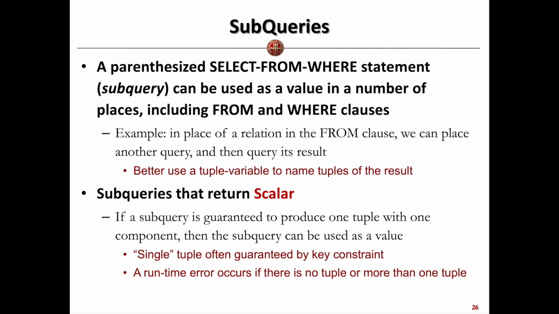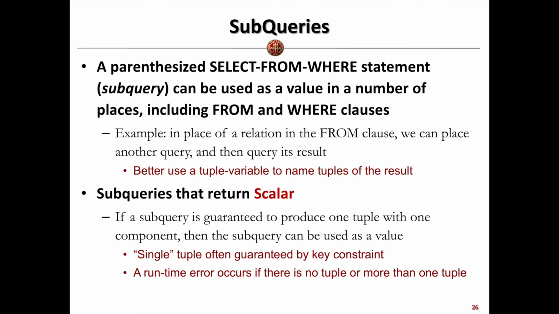Now, in the place of a relation in the from clause, we can place another query and then query the result. To use this query as an intermediate result, we can also use a tuple variable to name tuples of the results. And sometimes the result of the subquery can actually be a scalar. Normally, for select from where statements, the result will be a relation, a table, right? However, if we can guarantee the subquery produces one single tuple with one single attribute, then the subquery can be used as a value.